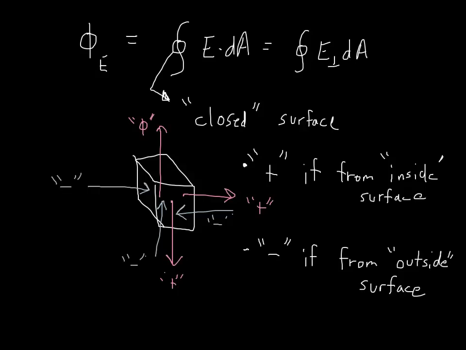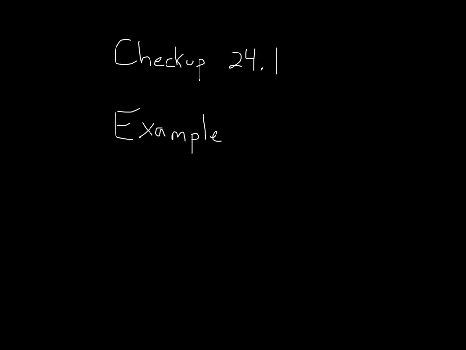So if coming from the inside and going outside, you are positive. If coming from the outside and going inside, you are negative. That's the distinction between a closed surface and an open surface. To get a little bit of practice with this, I would suggest looking at checkup 24.1 and read over example number 2.